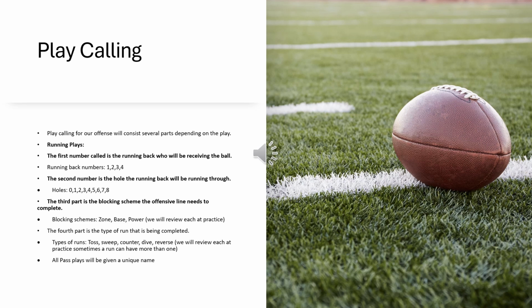A little bit more review here. As we talked about and as we're doing in practice, when we're calling a running play in the offense, that first number is always going to be the running back that's getting the ball. And that second number is always going to be the hole where we want that running back to run through. The third part's always going to be the blocking scheme: zone, base, power. We've reviewed those in practice as well. And the fourth part will always be the type of run that's being completed. Some examples, again, are toss, sweep, counter, dive, reverse. Passing plays are always going to have their own unique names.